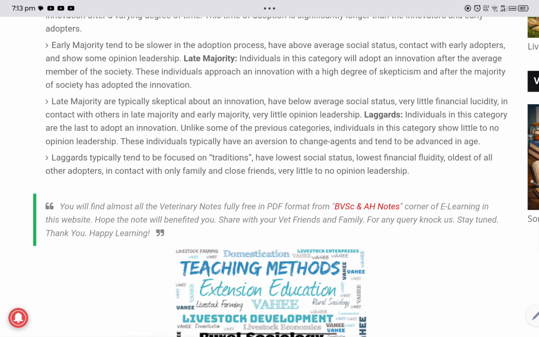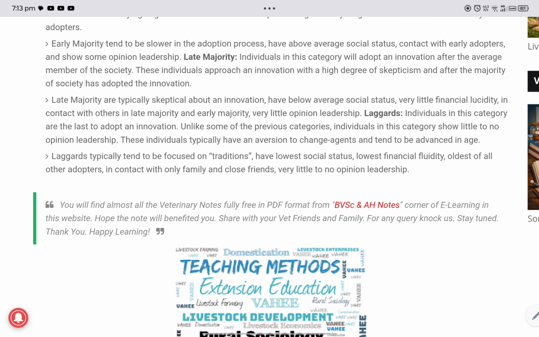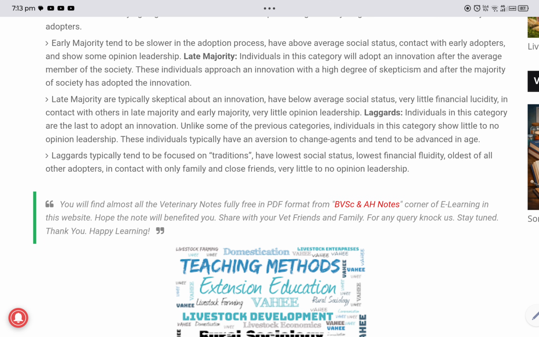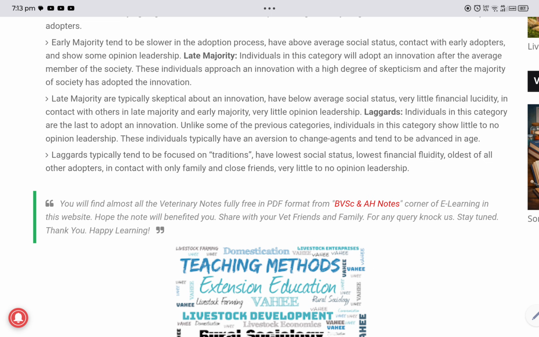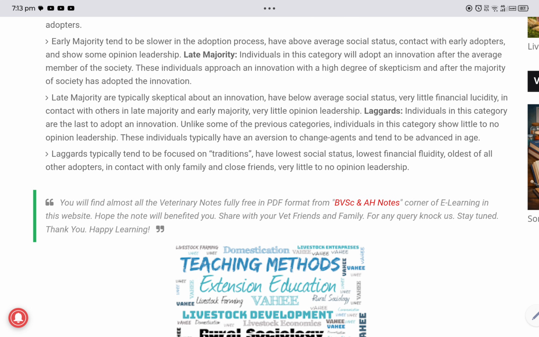Laggards. Laggards, individuals in this category, are the last to adopt an innovation. Unlike some of the previous categories, individuals in this category show little to no opinion leadership. These individuals typically have an aversion to change agents and tend to be advanced in age.